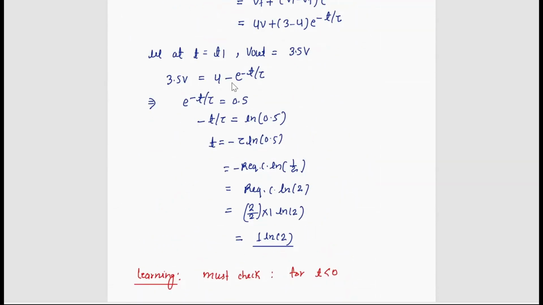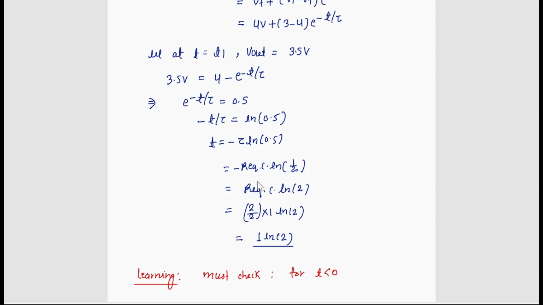So now put the values. 3.5 volt equals 4 minus e to the power minus t1 by tau. After solving, e to the power minus t by tau equals 0.5. Taking ln on both sides, minus t by tau equals ln 0.5. Then t equals minus tau ln 0.5. 0.5 is nothing but 1 by 2, so it becomes 2 to the power minus 1, and the minus signs cancel. So it becomes R equivalent into C into ln 2.